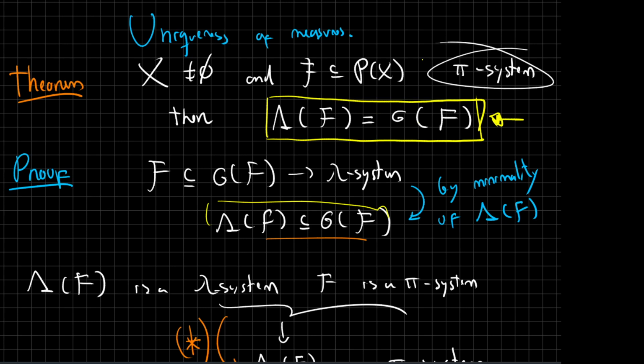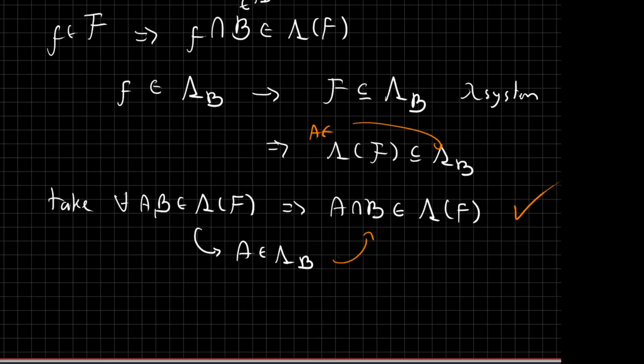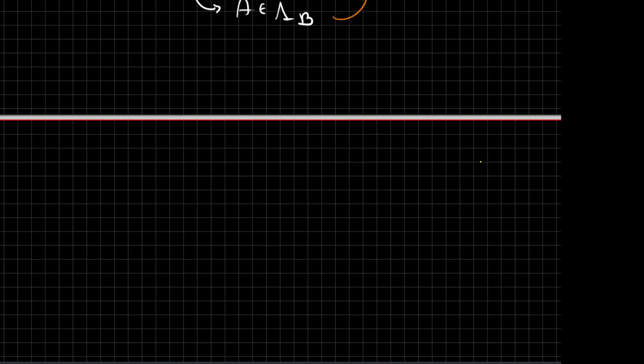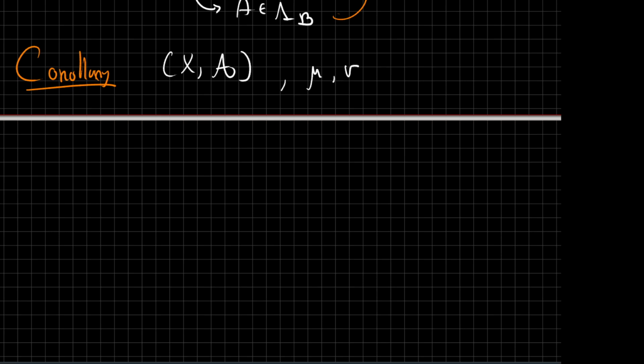So whenever the collection is a pi system, then its lambda system generated will be also a sigma algebra generated. Now, moving on from this theorem, we have a corollary, and as a corollary, a very important result. So let's say we have a measurable space. This is the main result, in fact. So we have a measurable space and two measures, two finite measures. Let me highlight that. Finite measures of this measurable space. You can say that over X, and its sigma algebra.